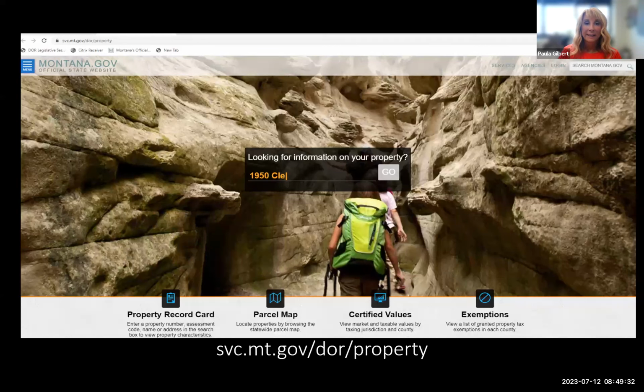Once you type that in and click go, what you're going to see is all the information that we, the department, has that we're using to get to your assessed value. I really encourage you all to take a look at this. We want to make sure that your property characteristics are correct to ensure that your value then is also correct. You can see previous year's values, you can see your land information, you can see all the characteristics that we have on your property.